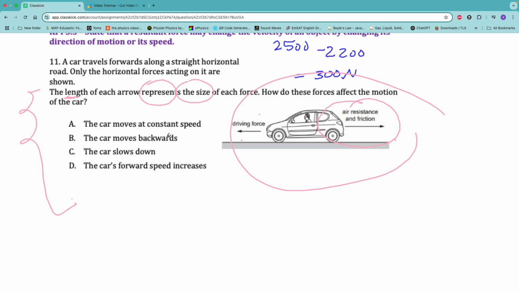How do these forces affect the motion? Since the backward force is greater, the car slows down. Let's go to option A. The car moves at constant speed. Not correct, because these two forces are not equal. Okay, what about option C? The car slows down. This is the correct option. The car moves backward? No, it's not correct. The car's forward speed increases? Not correct. So the correct option is the car slows down. This is the impact of any friction force. It slows down the speed of the object.